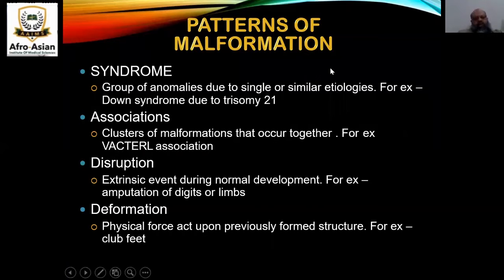Patterns of malformations: we can have a syndrome, which is a group of anomalies due to a single or similar etiology, for example, Down syndrome due to trisomy 21. Associations are clusters of malformations that occur together, for example, VACTERL association. Disruption is an extrinsic event during normal development, for example, amputation of digits or limbs. Then comes deformation, where a physical force acts upon a previously formed structure, for example, club feet.